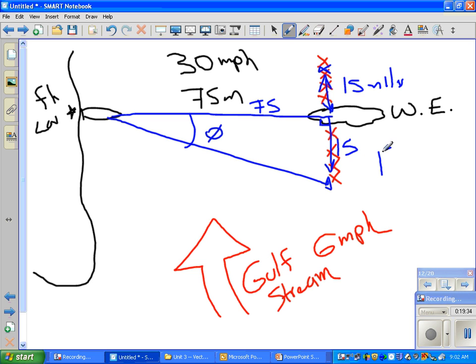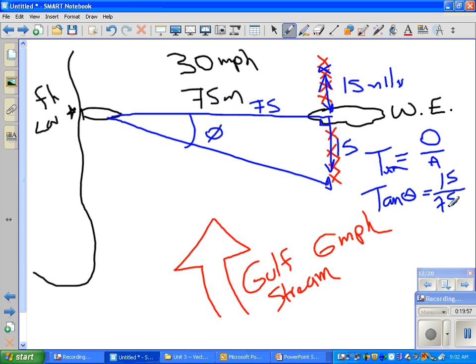Okay? So tangent, remember in SOHCAHTOA, tangent equals opposite over adjacent. And those are the two sides of the triangle we know. So tangent of the angle I'm looking for equals the opposite side of my triangle, 15, divided by the adjacent side, 75. How do I take that and then find an angle?